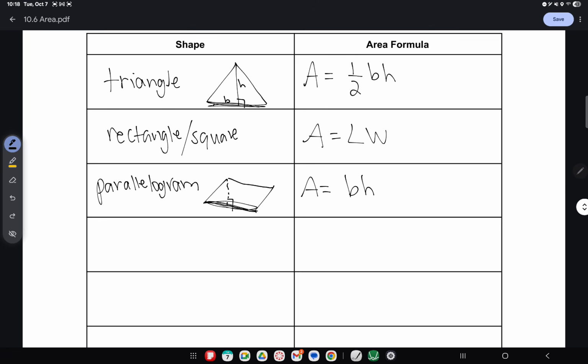We've got a rhombus. That's like a slanted square. Try my best to do that. So we have things called diagonals. I'll call that one diagonal 1 and the other one diagonal 2. They just connect the two corners. So the area of a rhombus is diagonal 1 times diagonal 2 divided by 2.